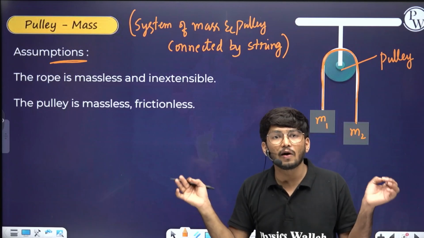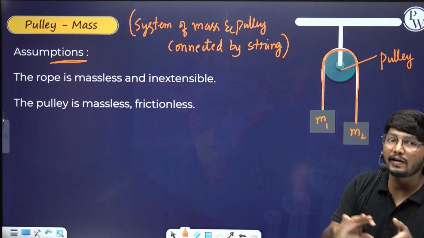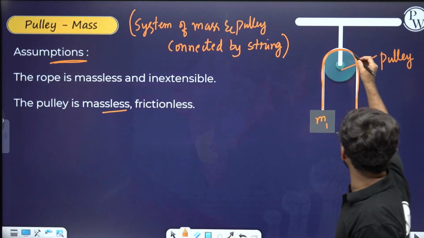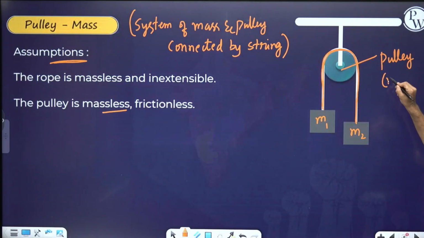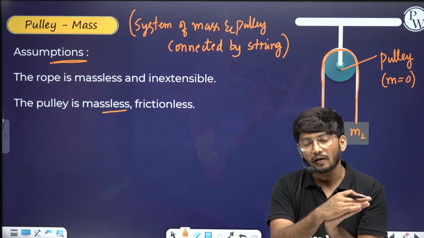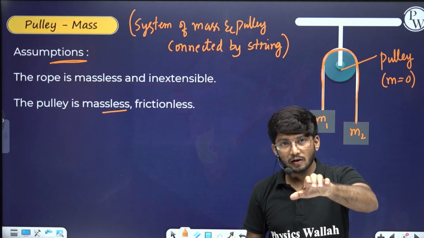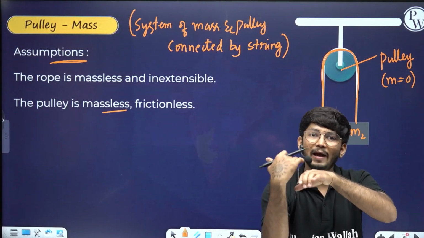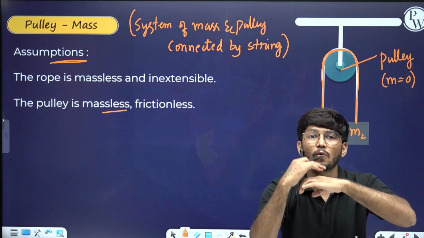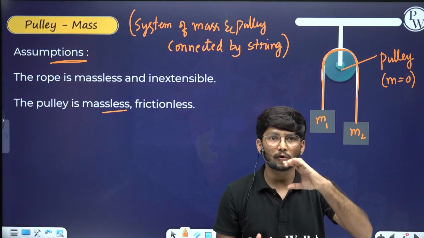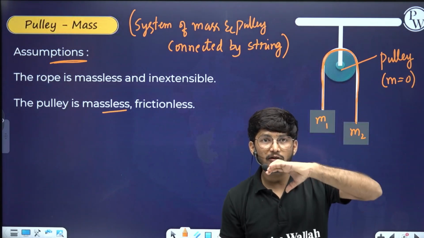We cannot increase or decrease its length. The pulley is massless. The pulley we are considering, its mass is 0, and frictionless, which means it will not rotate. See, the pulley is smooth and massless, which means whenever there is a rope on it, the rope will only slide. This pulley is not rotating, okay? This pulley is not going to rotate. If there is friction, the pulley is going to rotate.